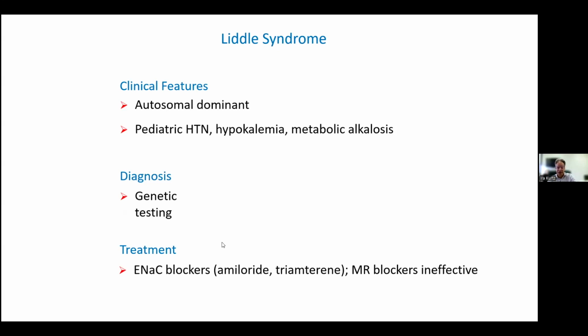And you can block it. It's just that there's many channels there. They still bind amiloride just fine. You just have to bind them and stop the function like you would normally when you give amiloride. And mineralocorticoid receptor blockers have been found to be ineffective.